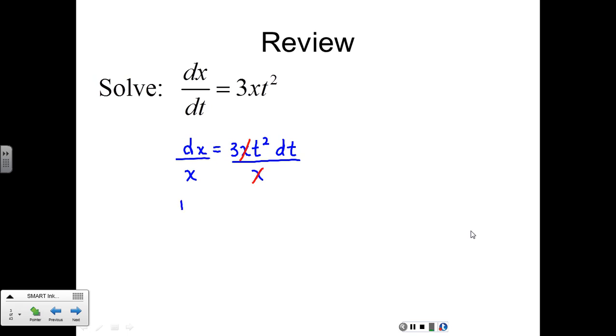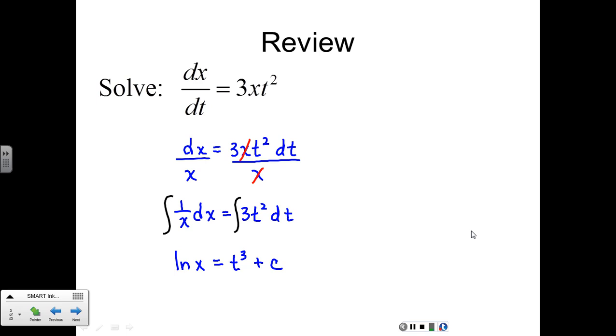Okay, so that leaves me 1 over x dx equal to 3t squared dt. And this is just a real easy one. Integrate both sides. So what's the antiderivative of 1 over x dx? ln of x. ln of the absolute value of x would be even more correct. We'll just leave that. ln of x equals the antiderivative of 3t squared with respect to t, 3t cubed over 3, which is just t cubed. We'll put the plus c with that side.